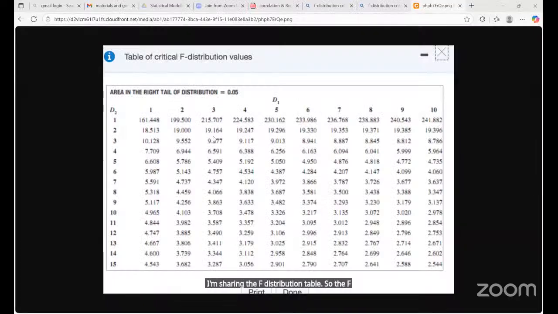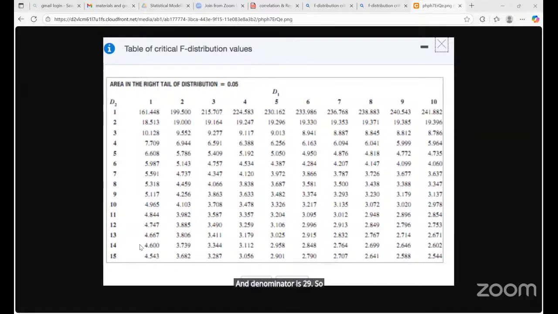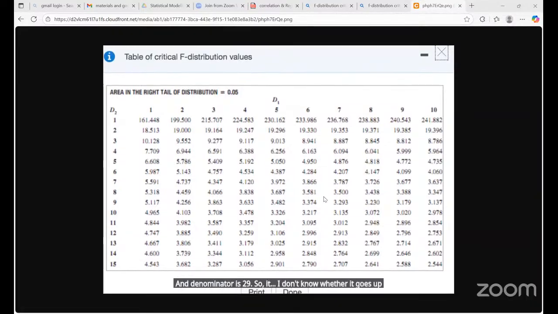I'm sharing the F distribution table. So the F distribution table looks like this. It's a statistical table. Every statistical book has the F distribution. We have D1, which is the numerator degrees of freedom, and D2 is the denominator degrees of freedom. So remember, in our analysis, our numerator or regression degrees of freedom is 1, and denominator is 29. I don't know whether this one goes up to 29. Let me get one which goes up to 29.